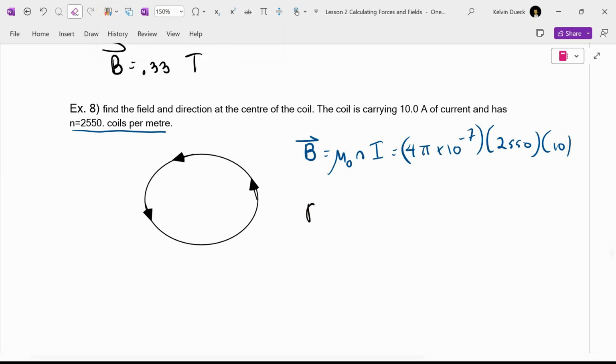Ava, what'd you get for a magnitude? 0.032?